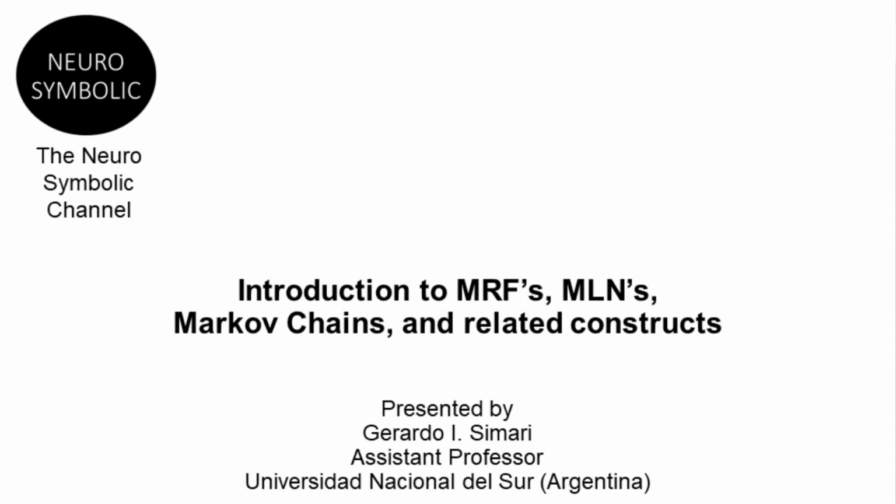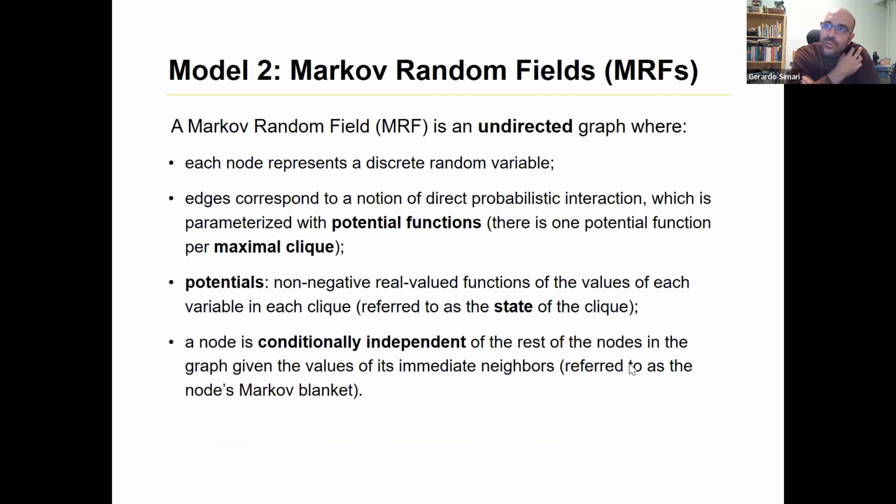The second model is Markov Random Fields. So an MRF is an undirected graph in this case. Remember, Bayesian networks were directed. In this case, they're undirected. And again, each node represents a discrete random variable, and edges correspond to some notion of direct probabilistic interaction.